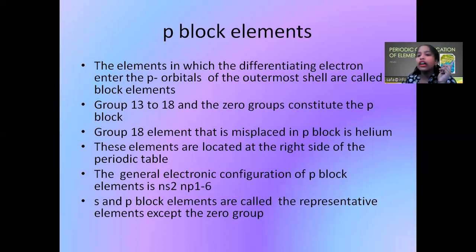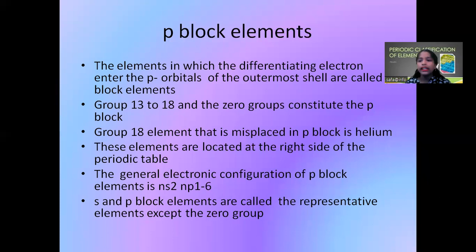So your mind will strike something. What is this helium? If you see the last electron of helium, it is an s electron. So it enters the s orbital of the outermost shell. So it has to be s block. So why isn't it in the p block? Why is it misplaced? The group 18 element, why is it misplaced from the s block to the p block?